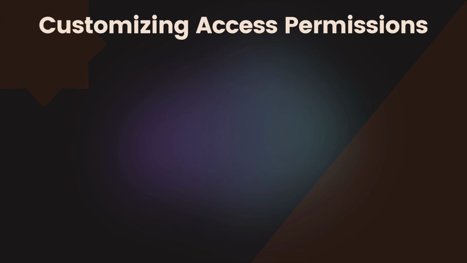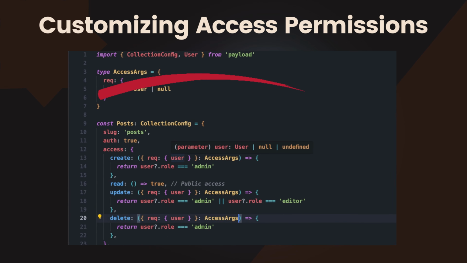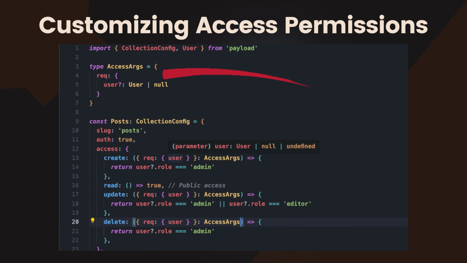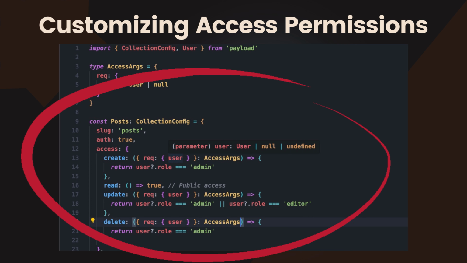To create more granular control over what users can do in your application, you can define custom access control functions within your collections. These functions allow you to dynamically determine a user's permissions based on various conditions, such as their role, the data they are interacting with, or even custom logic you define. This flexibility is essential for creating secure applications that require fine-tuned access control.